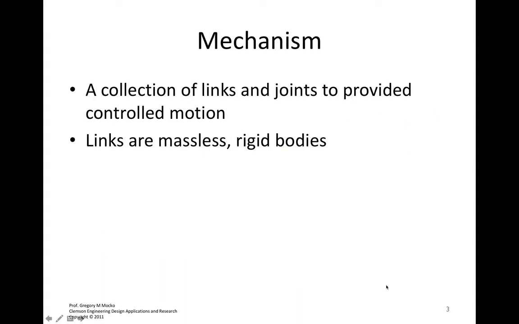Another important piece of terminology we need to understand is a mechanism. It's a collection of links and joints to provide some sort of controlled motion. In this case, we're assuming that the links are massless and rigid bodies, meaning there's zero deformation. This is a little bit different than what you likely talked about in ME201 when you did dynamics. We don't want you to ignore that, but in the context of kinematics and mechanism design right now, we're going to make this assumption.